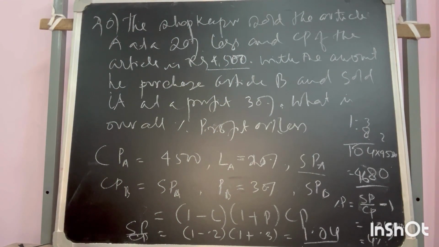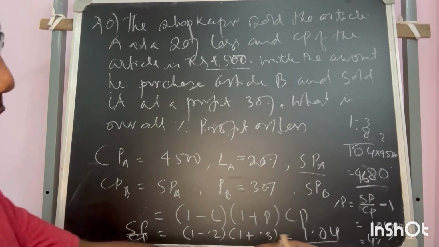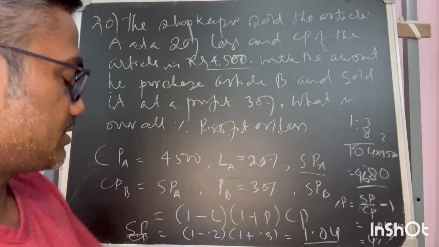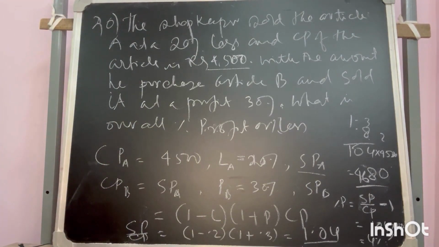Okay, so this is the requirement. What is the overall profit or loss of the whole transaction? That definitely is making a profit of 4% on the overall transaction. Okay.